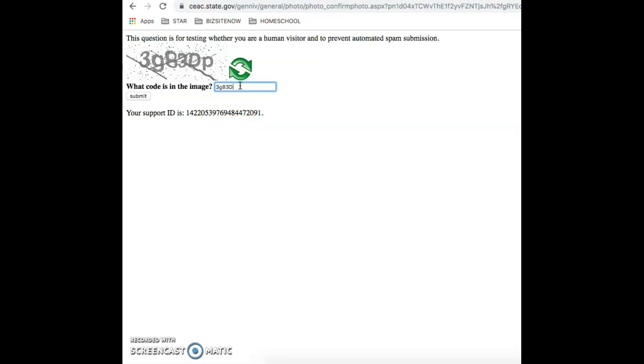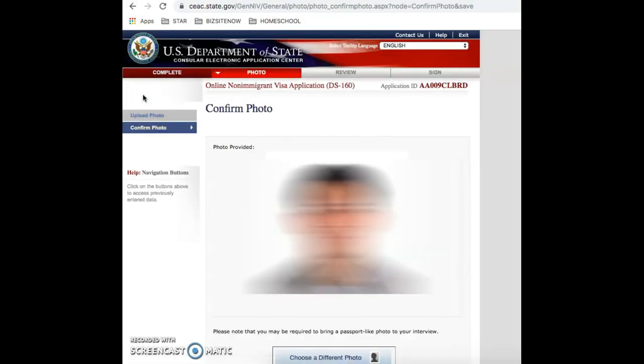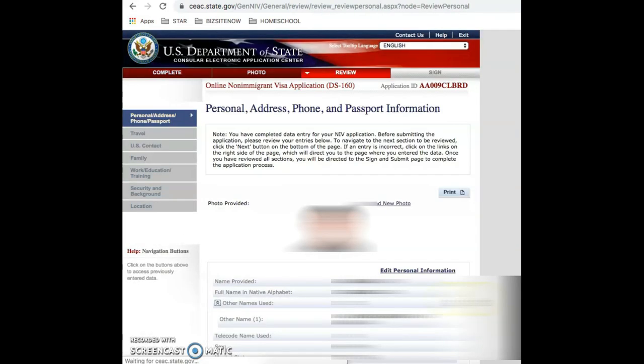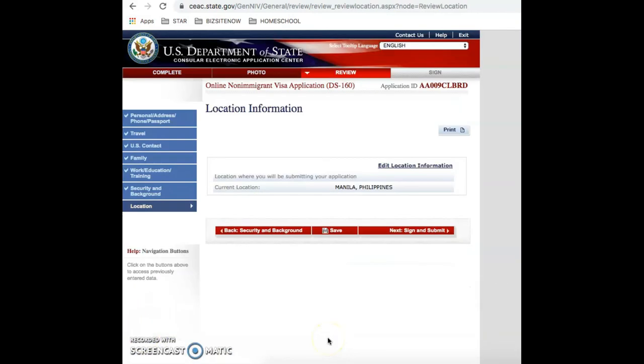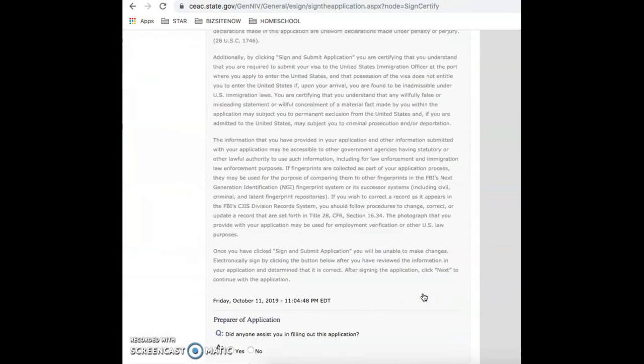wala masyadong gap sa pag-fill out. And then, you click next review. And then you will just review everything that you put hanggang sa end. Nag-next lang ako, nag-next hanggang sa nakaabot ako dito sa location information. So, nakasabi dito, location where you will be submitting your application, of course, Manila, Philippines. And then you just click yung next, sign and submit. And then you're done. Diba? Click next, sign and submit.